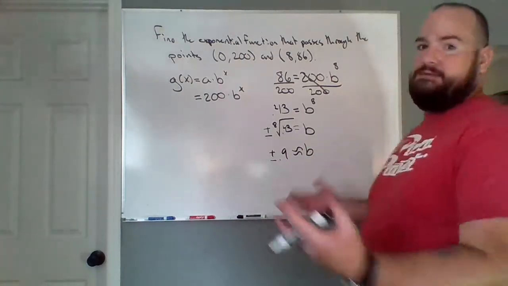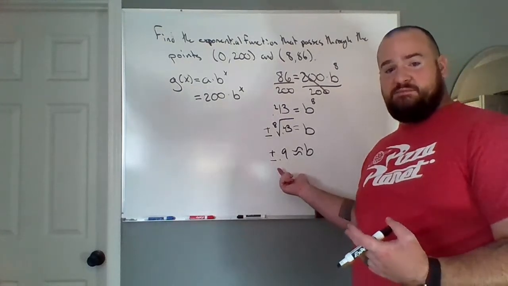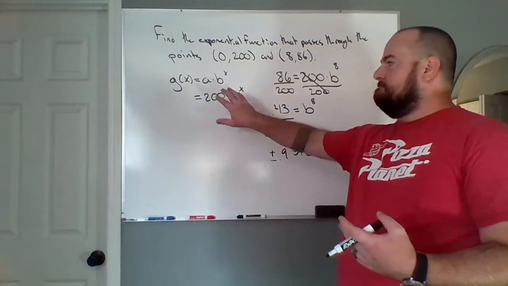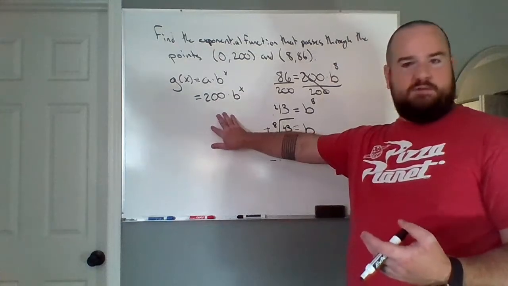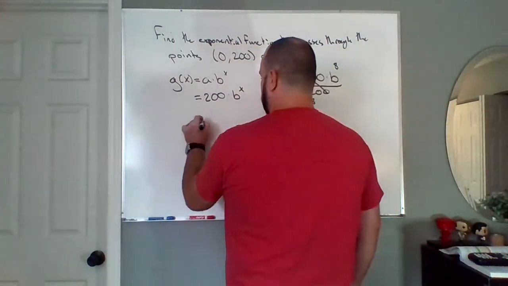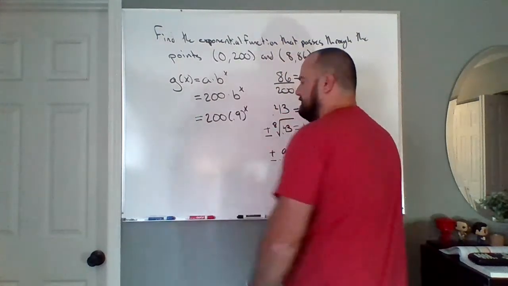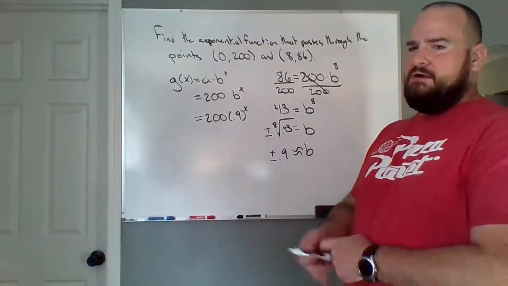Now, same exact thing as with the last problem. The solution to this equation is approximately plus or minus 0.9. But we don't want both in here. B can't be negative. So 200 times 0.9 to the x. Now, how can I check this?